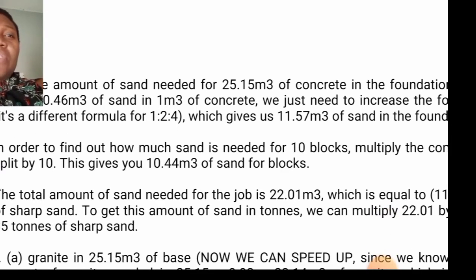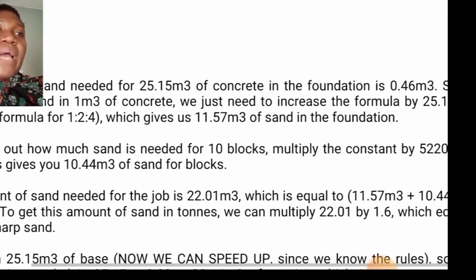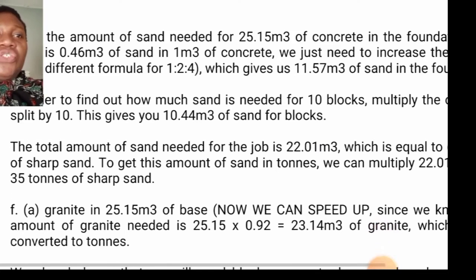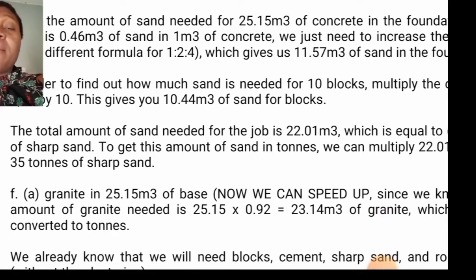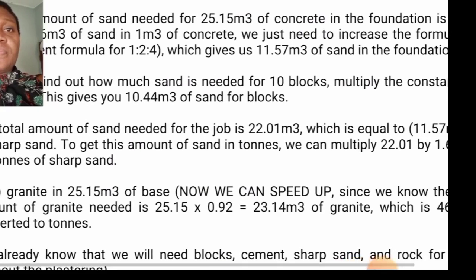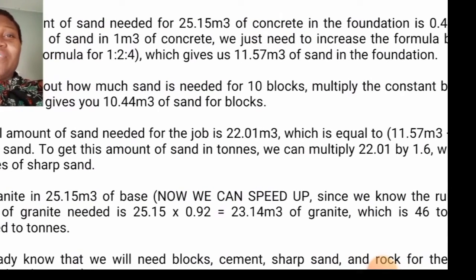In order to find out how much sand is needed for the blocks, multiply the constant by 5,220 and divide by 10. This gives you 10.44 meter cube of sand for blocks. The total amount of sand needed for the job is 22.01 meter cube, which is 11.57 meter cube plus 10.44 meter cube. Are we together? It's sharp sand we'll be using for this.